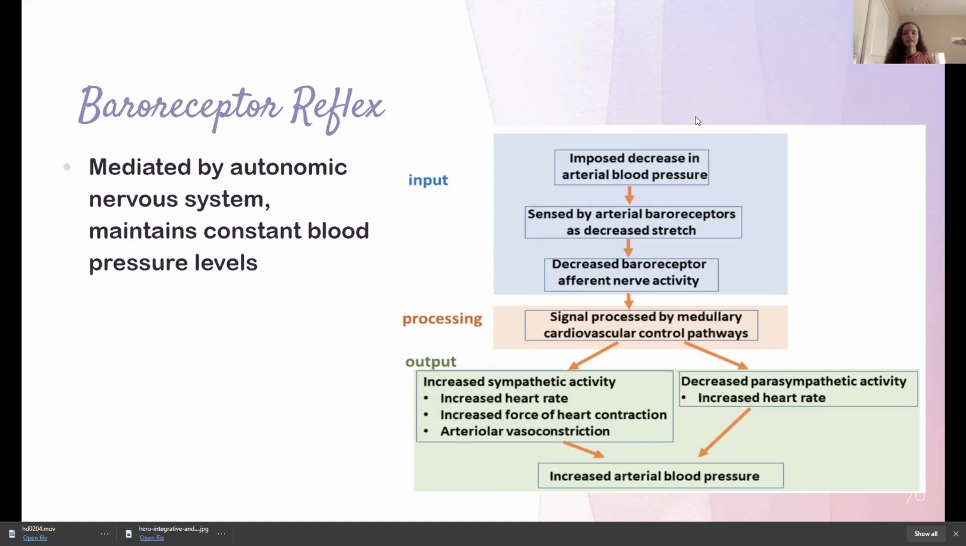That will be an increased heart rate, an increased force of contraction, cardiac output, and then arterial vasoconstriction. All of these things are going to result in your blood pressure increasing. So you're going to have an increase in sympathetic activity and also a decrease in parasympathetic activity. These two branches are pretty much antagonistic, so they'll balance each other out in order to mediate your blood pressure levels.